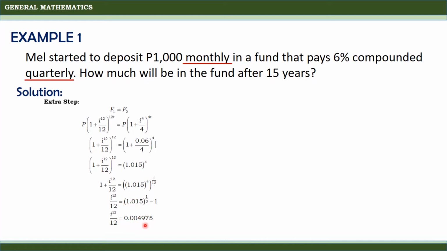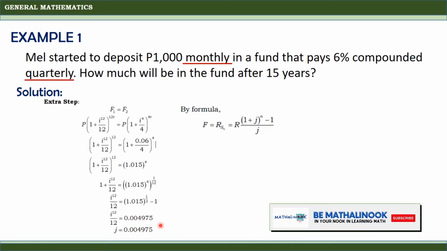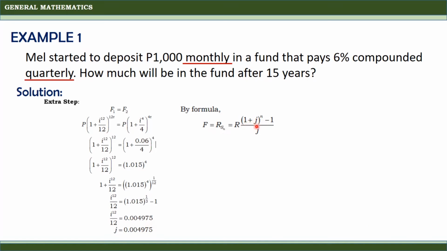Hence, this will be the value of J that we will be using on our formula. Use the computed value of J on the formula for annuity and compute for the future value. By formula, we will have F equals R sub S sub N is equal to R times the quantity 1 plus J raised to N minus 1 divided by J. Since we already have the value of J, looking at the problem, R, or the regular payment, will be equal to 1,000 and the total number of payments, which will be monthly within 15 years, will be 180.